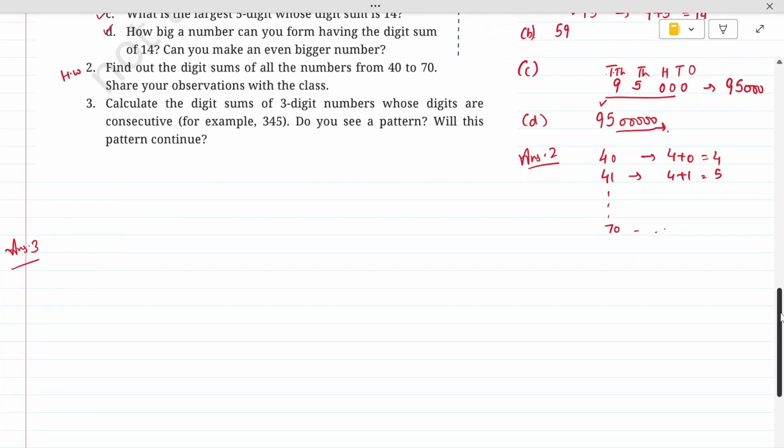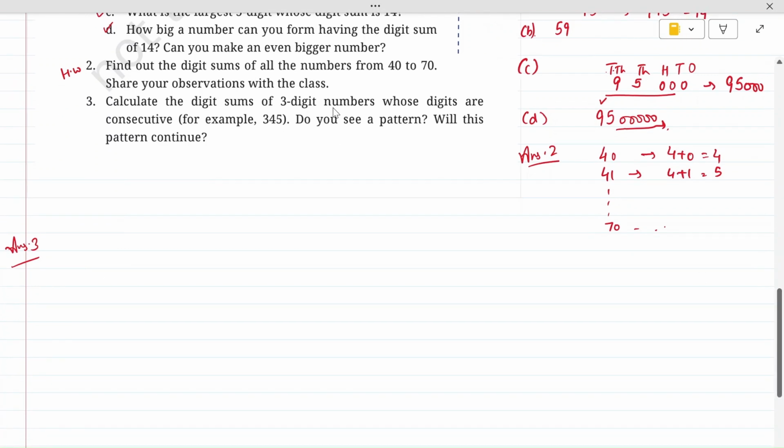Next, calculate the digit sum of 3-digit numbers whose digits are consecutive. Example 3, 4, 5. Do you see a pattern, and will this pattern continue? So what we have to do is take 3-digit numbers which should be consecutive numbers. So first of all, let us take the numbers.